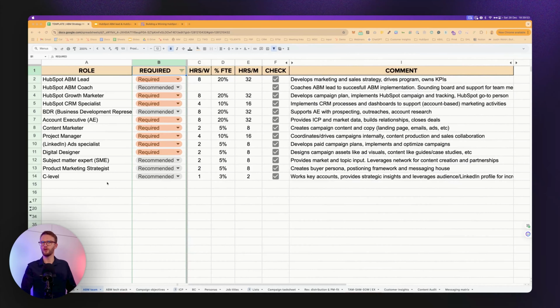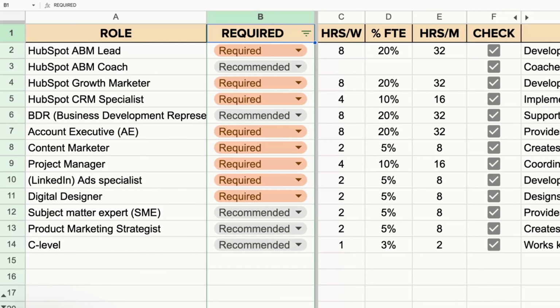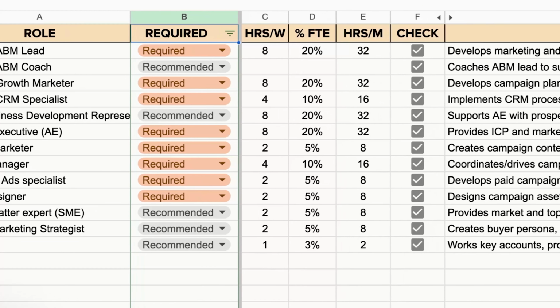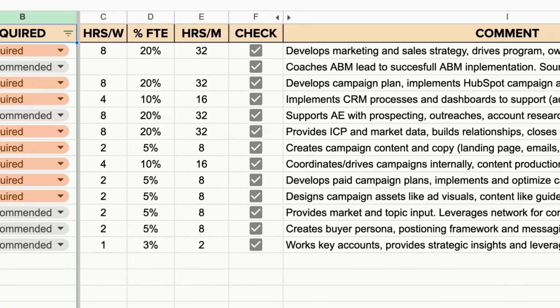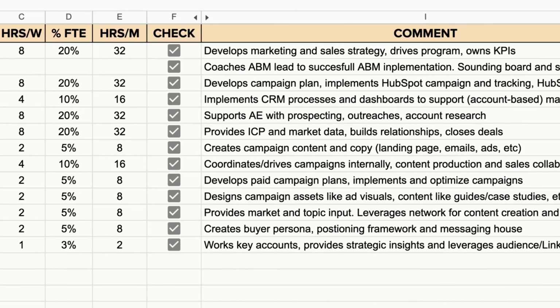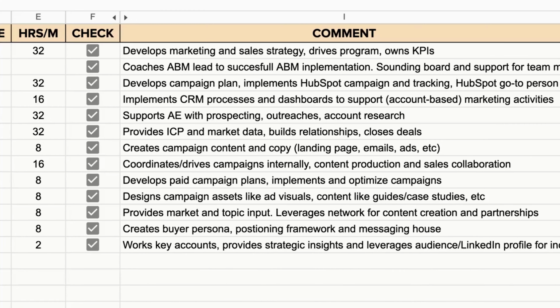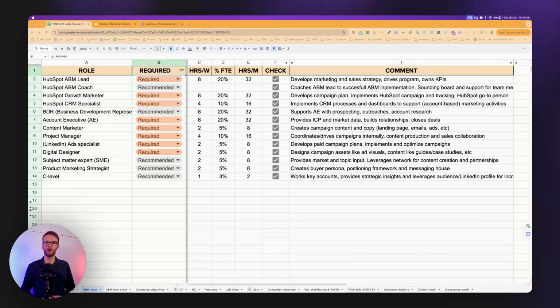The required roles are essential for your ABM success. Without them, it's hard for your ABM efforts to gain traction. The recommended roles add value and depth, but are optional, especially for pilot programs. In smaller teams, roles may be blended, meaning multiple roles can be fulfilled by a single team member. In larger teams, the roles can be assigned to individual team members. Let's take a look at the required roles.